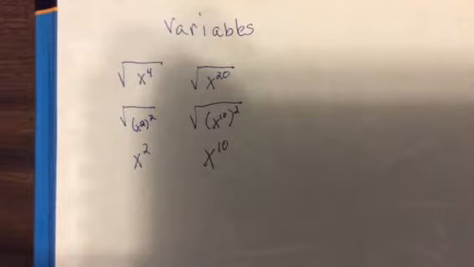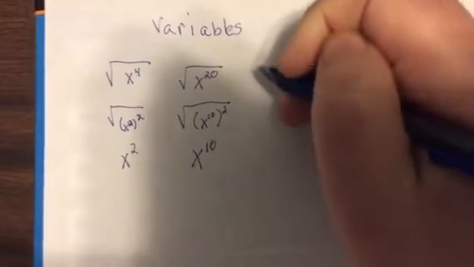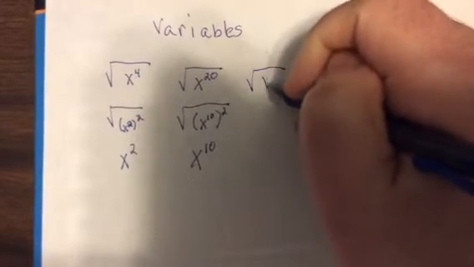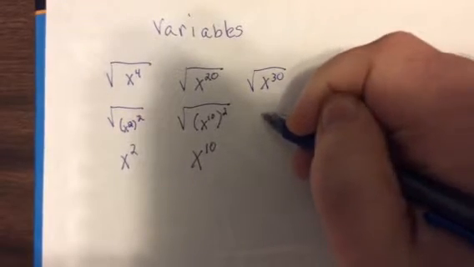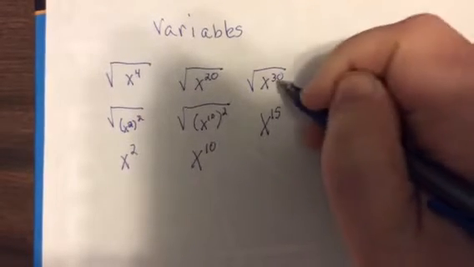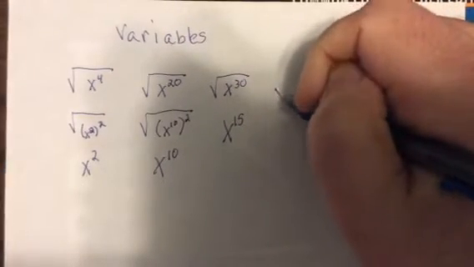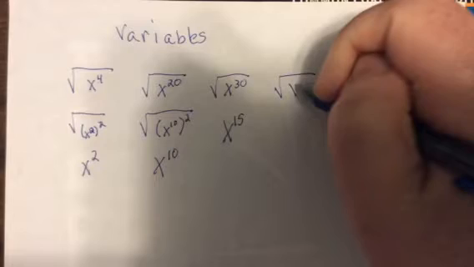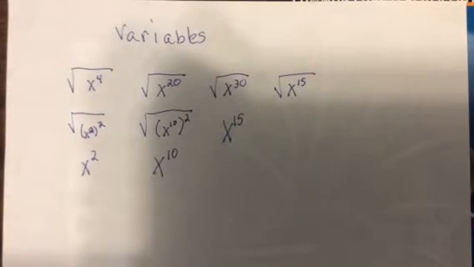So the rule is just divide the power by the index. So square root I divide by 2. So if I had square root of x to the 30th, you'd say, well, it'd be x to the 15th. You just divide the power by 2. So what if I had the square root of x to the 15th? Got a problem. Because the square root of x to the 15th, 15 is not divisible by 2.